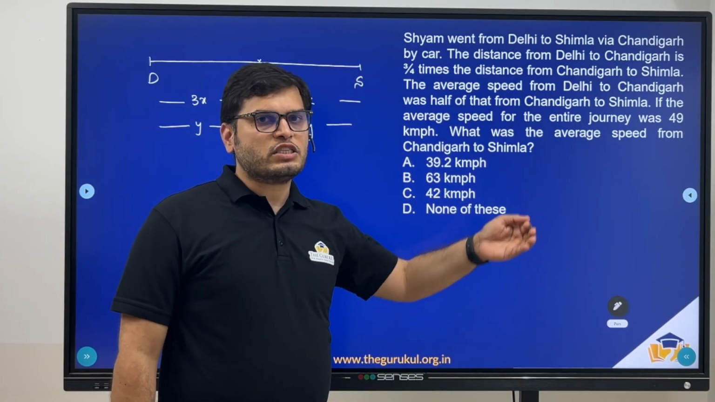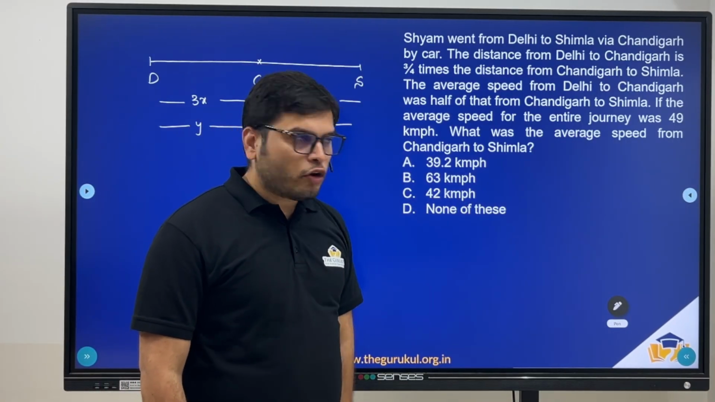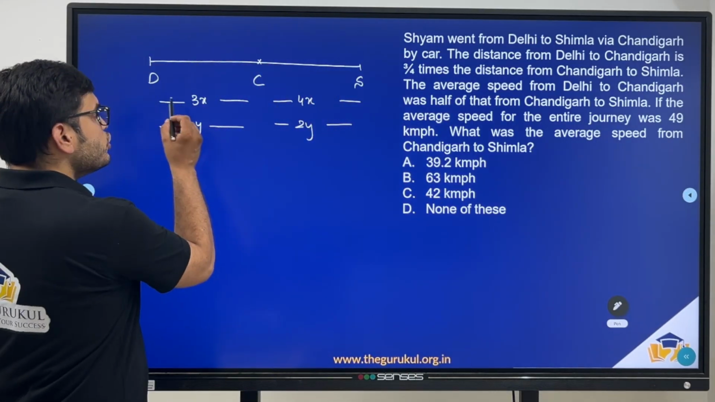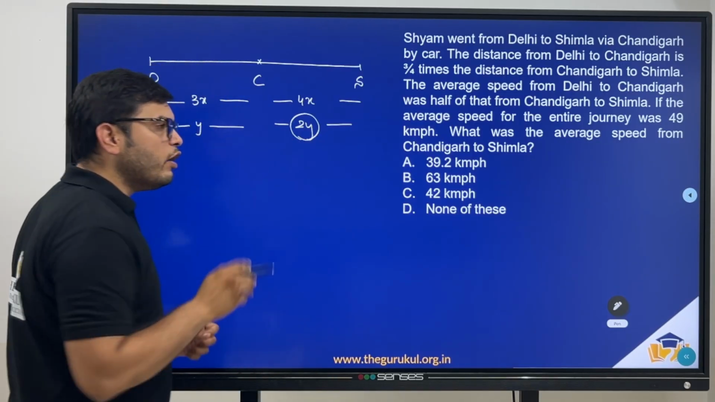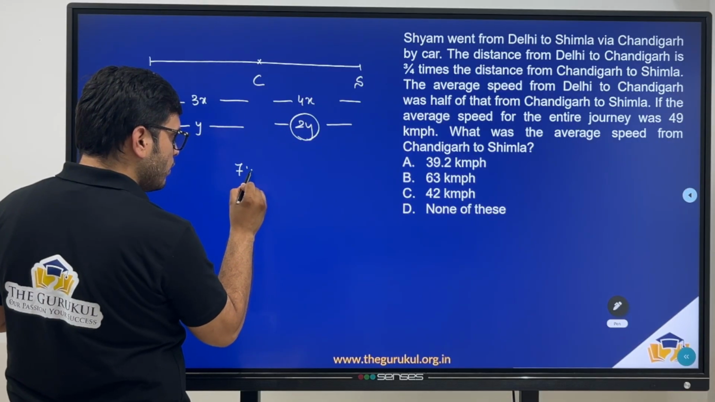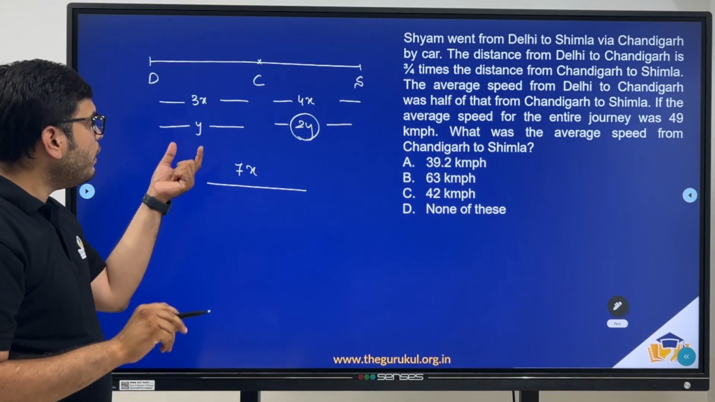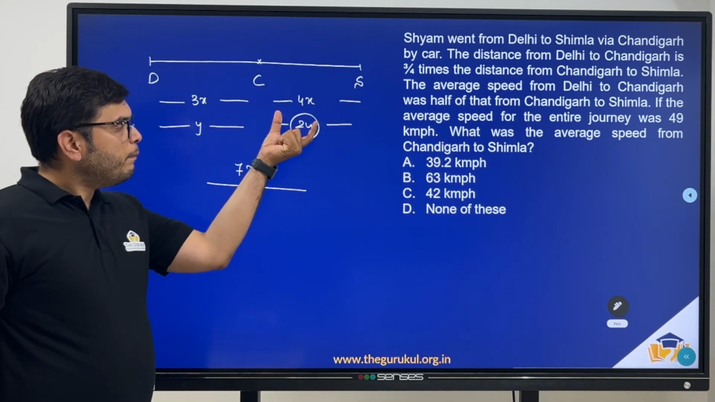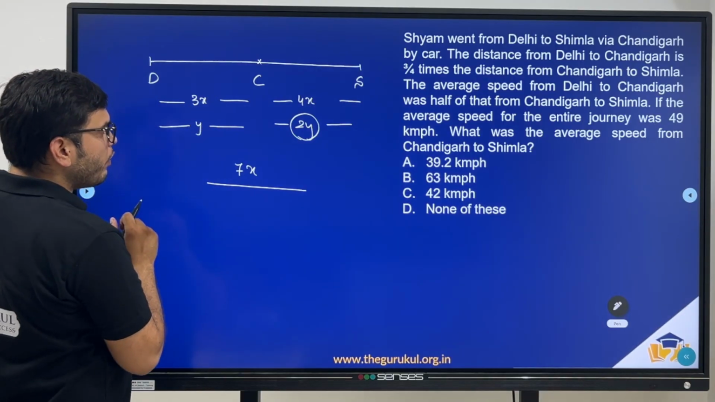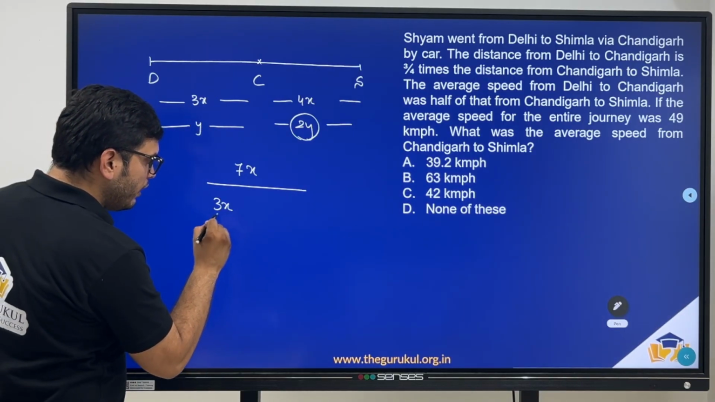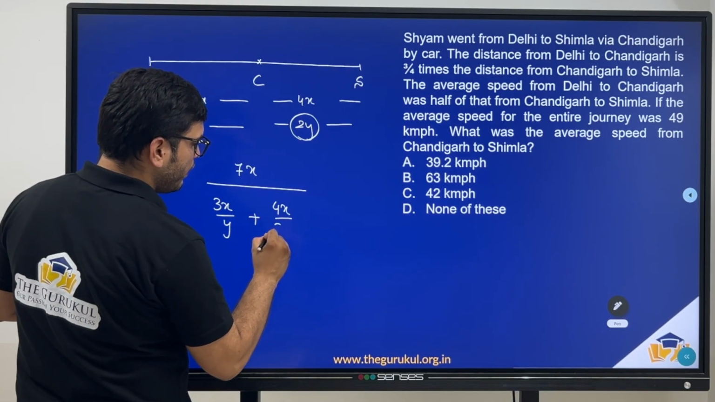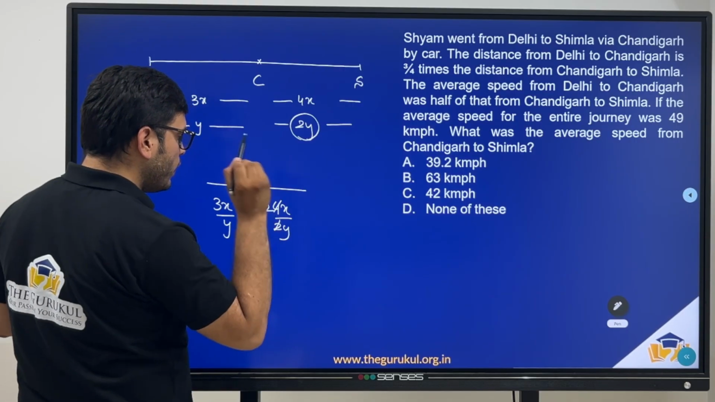Now if the average speed of the entire journey, now how do we get the average speed? Total distance by total time. If that was 49 kilometers per hour, what was the average speed from Chandigarh to Shimla? So we should be finding the value of 2y, right? Now what is the total distance? 3x plus 4x, 7x, by total time, which would be the time taken to travel this stretch plus the time taken to travel this stretch. Now 3x distance was covered at y kilometers per hour. So the time taken would be 3x by y plus 4x by 2y, which is nothing but 2x by y.